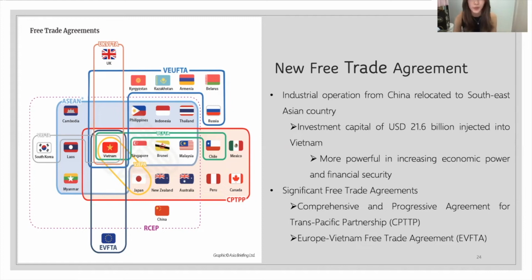Then I'm going to talk about the second opportunity. Another opportunity is new trade agreements. Since the industrial operations from China relocated to Southeast Asian countries, around $21.6 billion of investment capital has been injected into Vietnam. This makes Vietnam more powerful in increasing its economic and financial security. The optimistic economic environment triggered Vietnam to sign different free trade agreements. In the following, I'm going to cover two free trade agreements that significantly affect the real estate industry in Vietnam, including the Comprehensive and Progressive Agreement for Trans-Pacific Partnership, CPTPP, and the EU-Vietnam Free Trade Agreement, EVFTA.